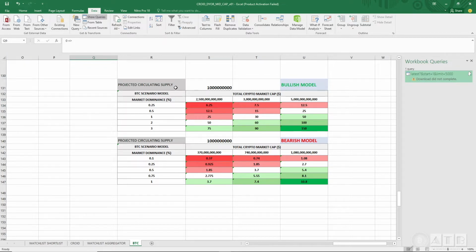So let's say, for instance, you're analyzing Bitcoin. What I want to know is the projected circulating supply, because when I want to invest in a coin, I'm given a minimum time frame of 6 months. I want to know how much of this token will be out in the market in 6 months.